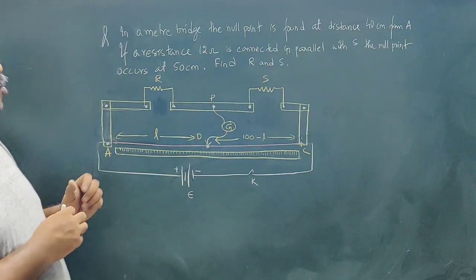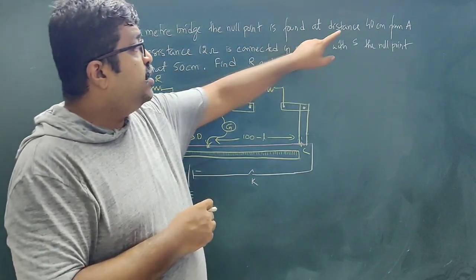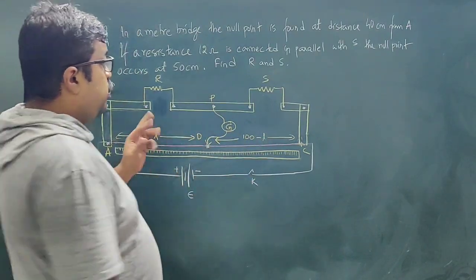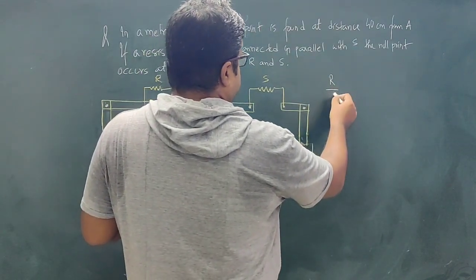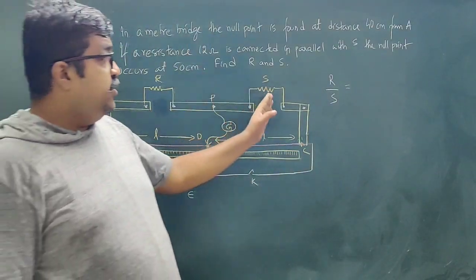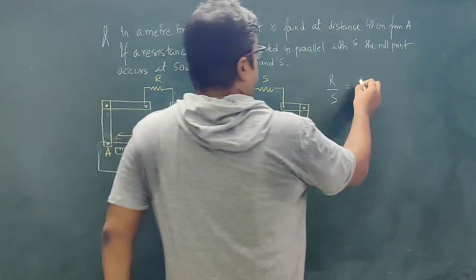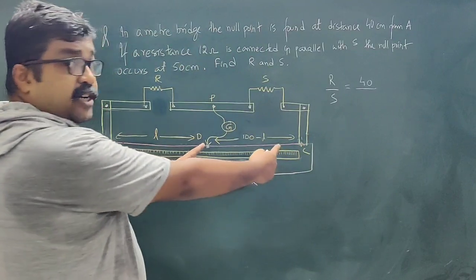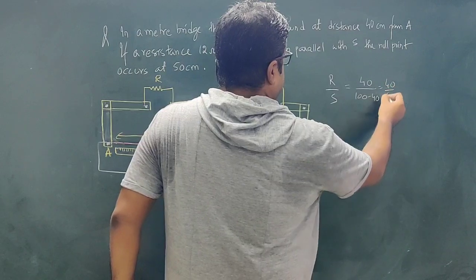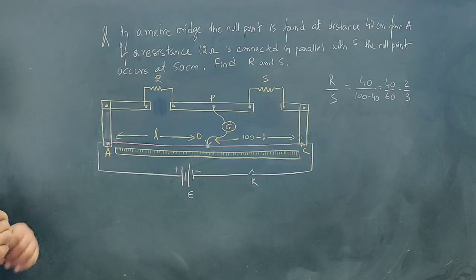First part of the question says that in the meter bridge, the null point is found at 40 centimeter. So this is 40 centimeter and this will be 100 minus 40. So R by S is equal to this resistance by this resistance, which is equal to this length by this length. This length is 40 and this is 100 minus 40, so this is 40 by 60, that is equal to 2 by 3. This is one condition.